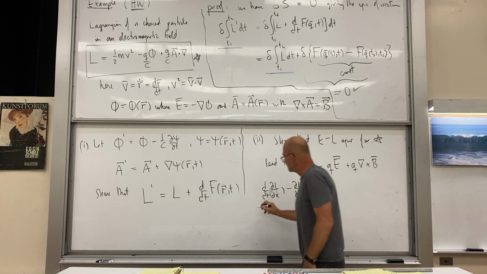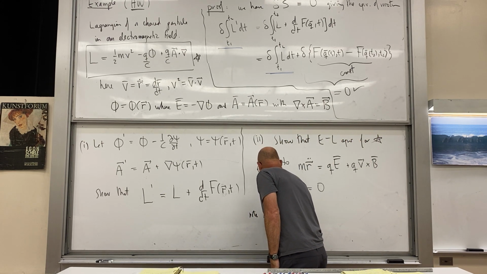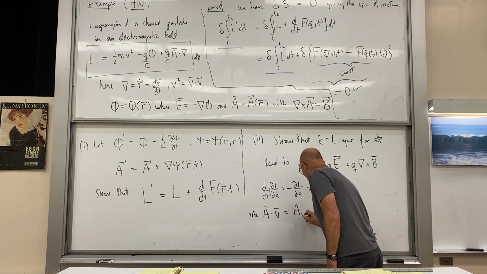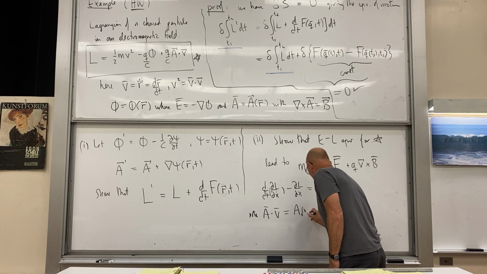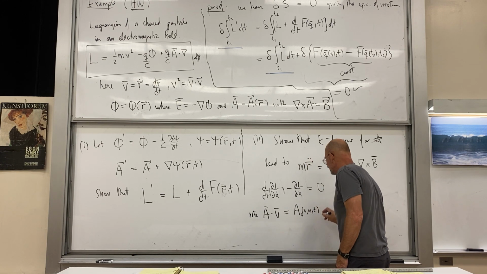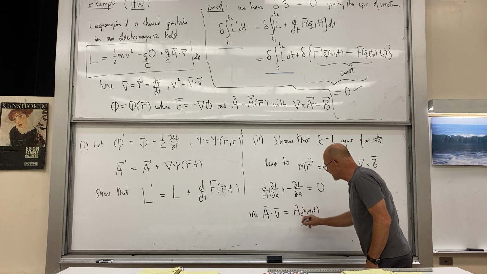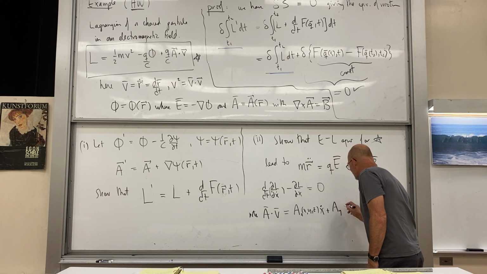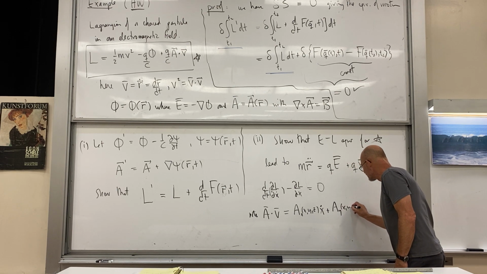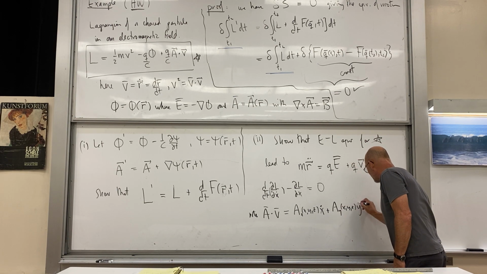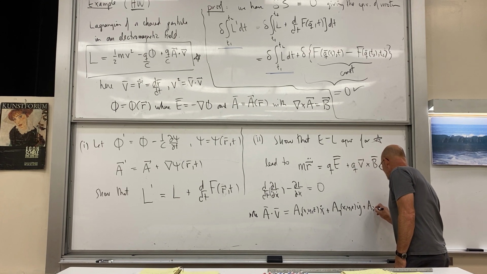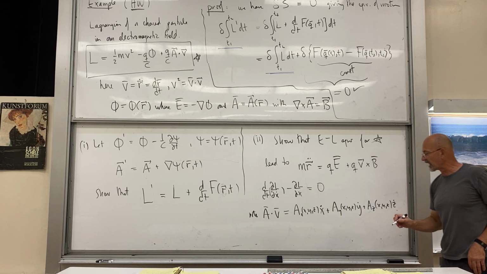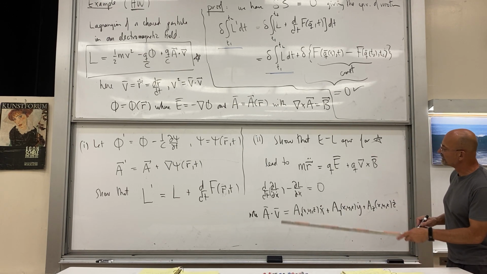Now in terms of A dot V, let's note A dot V is equal to A sub X of X, Y, and Z times this V here, X dot, plus A sub Y of X, Y, and Z, Y dot, plus A sub Z of X, Y, and Z, Z dot, okay? So this is a scalar product.